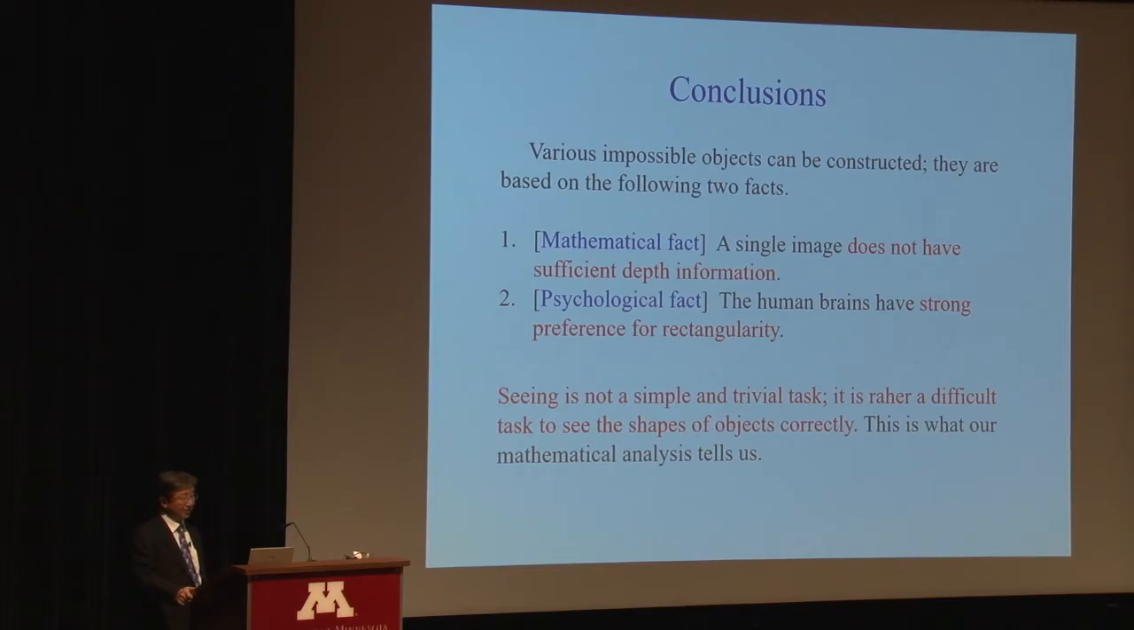And the second fact is a psychological fact, saying that the human brain has a strong preference for rectangularity. Even though from the mathematical point of view we have many possibilities, our human brains do not consider that and just perceive the most rectangular object. So seeing is not a simple and trivial task. It is rather a difficult task to see the shapes of objects correctly. And this is what our mathematical analysis tells us.